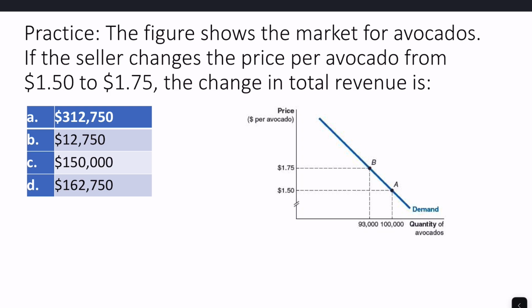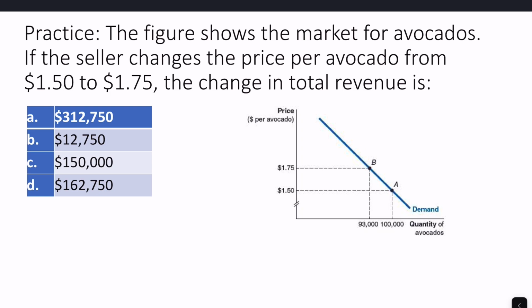Okay, so here is a type of question I might ask you on the exam, where I'm going to give you a graph and I'm going to ask you, this shows the market for avocados. If the seller changes the price per avocado from $1.50 to $1.75, what is the change in the total revenue? Right. So we're going to raise the price from $1.50 to $1.75. We want to know the change in the revenue.